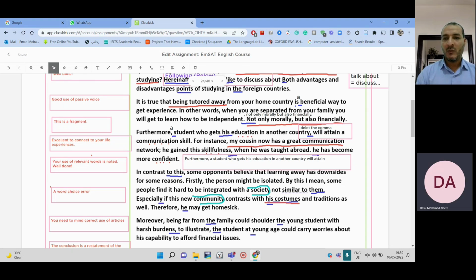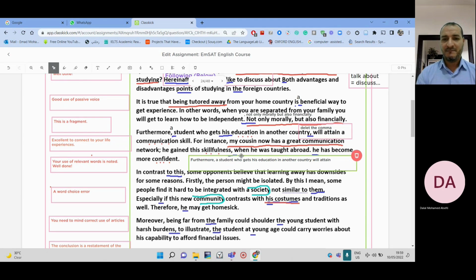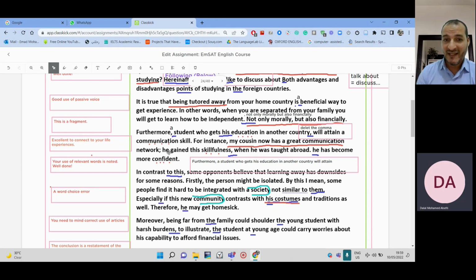Okay, well, that's all for now. For instance, comma, my cousin now has a great communication network. He gained his skillfulness, semicolon. That's good. When he was, don't use a comma before when. You know, a semicolon is just like starting a new sentence, but when you start a new sentence, you have to write a capital letter at the beginning. But with a semicolon, you don't have to write a capital letter. It's the only difference. But it's okay, both of them.